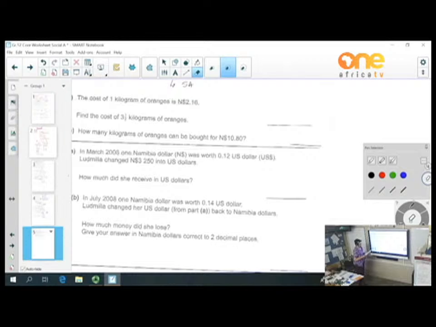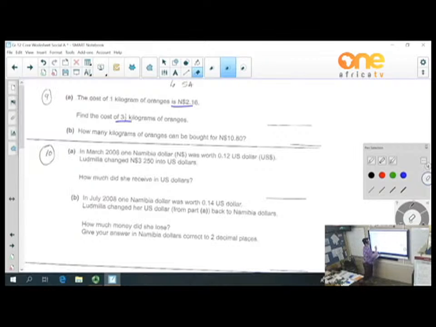The cost of 1 kilogram of oranges is 2.16. Find the cost of 3.5. So you just multiply it with that one. We just multiplied, and I got 7.56. Then how many kilograms of oranges can be bought for $10?